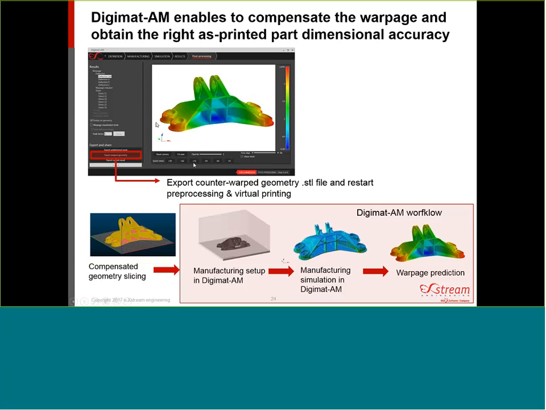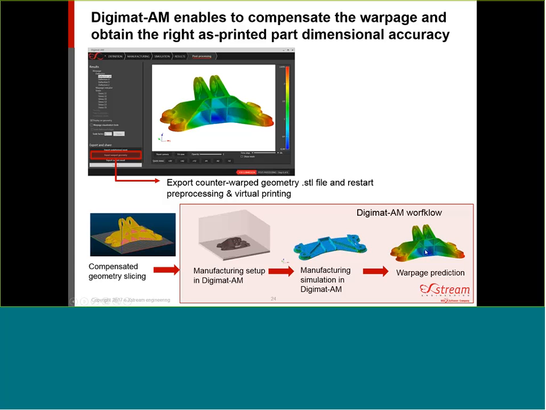So once you have simulated the manufacturing process and obtained the warpage prediction inside DigiMat AM, you can export a counter-warp geometry. So you get an STL file. And based on this counter-warp geometry, you simply restart the printing simulation. And what you will see is that indeed it will enable to get much closer to the design geometry. Okay, so once you have exported the compensated geometry, you go back through your slicing step, if you're doing FFF, for instance, enter in DigiMat AM, run the manufacturing simulation, and get a new warpage prediction.